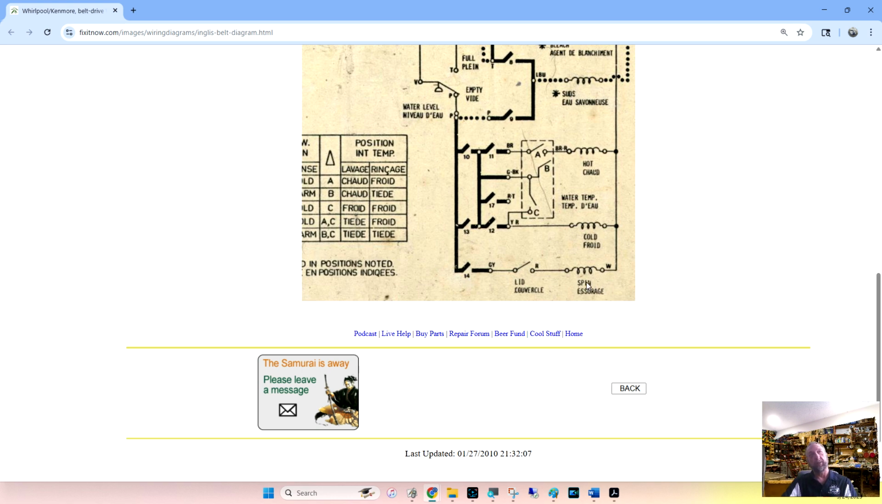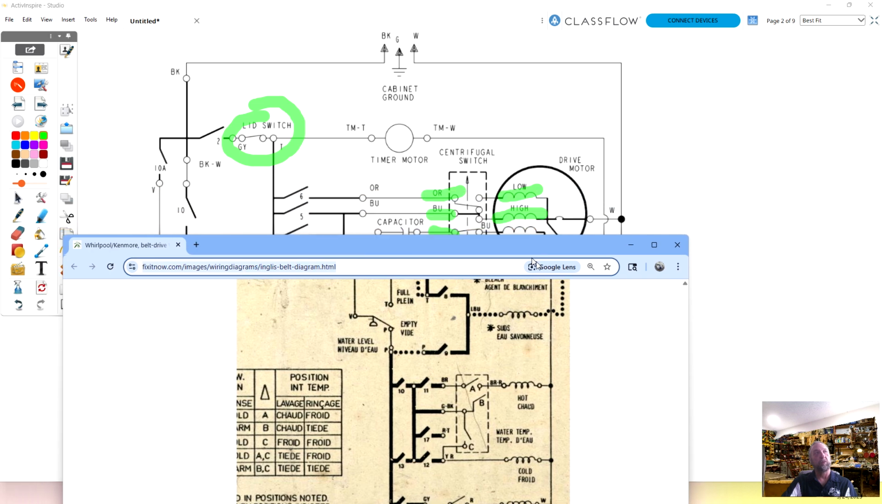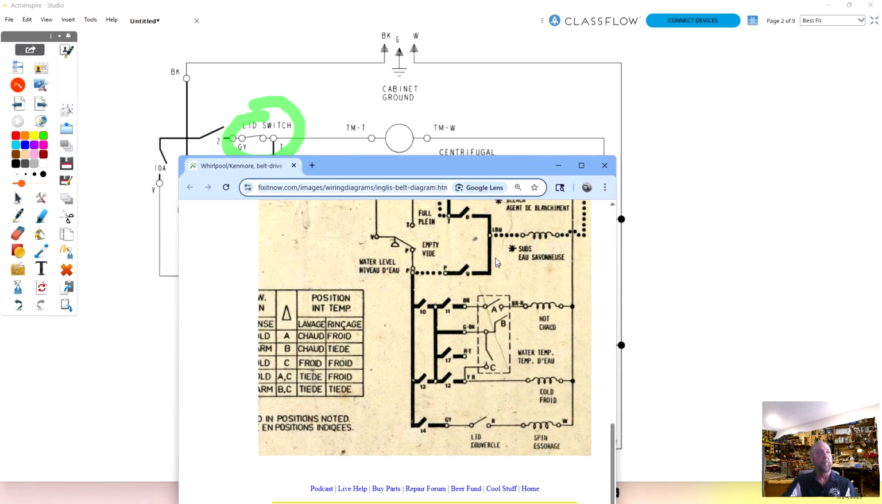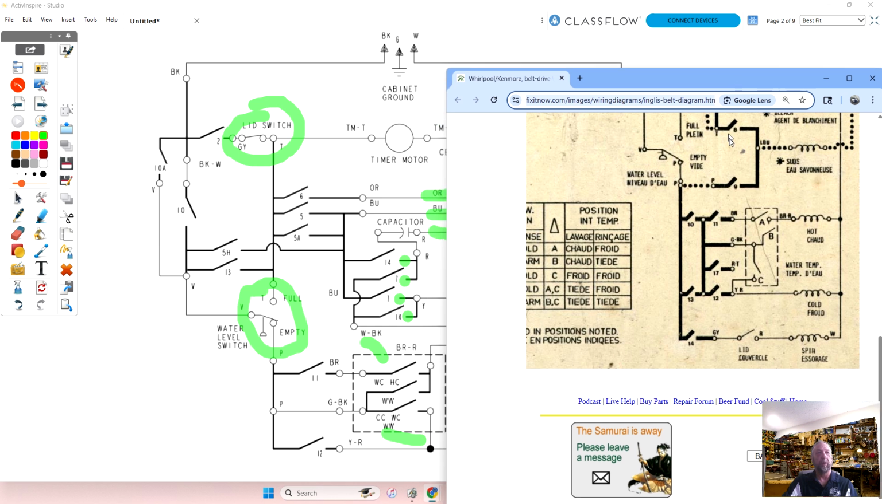The only reason I brought that up is if we compare them to the direct drive washer diagram, and I'll move them side by side, you see number 14 down here in the bottom on the right goes to the spin solenoid.